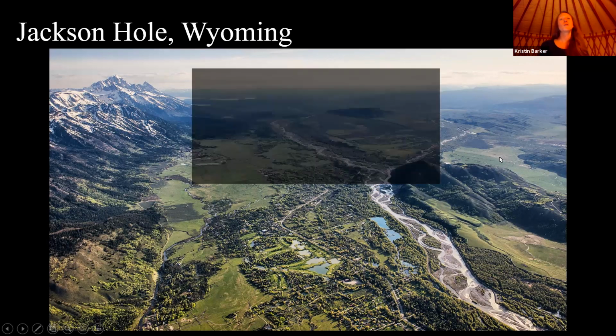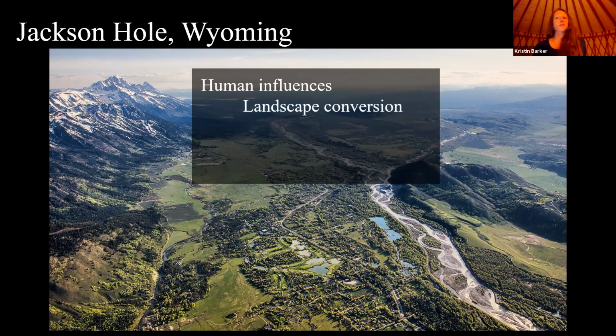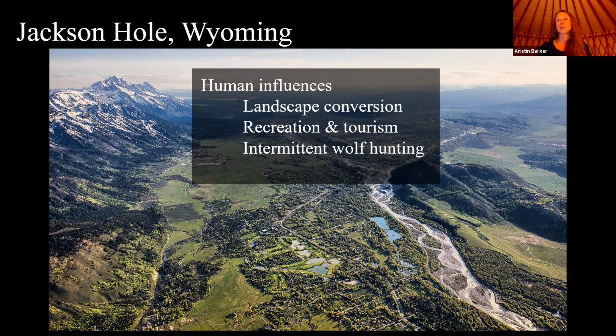So here we have every type of human influence that we'd like to tease apart to understand what it is about humans that might influence the behavior of wolves. We have that physical landscape conversion. We also have a huge recreation and tourism industry, so lots of human activity out on the landscape. There's been intermittent wolf hunting, and the National Elk Refuge is located in Jackson Hole, so we know where food is actually being provided to elk and other prey.